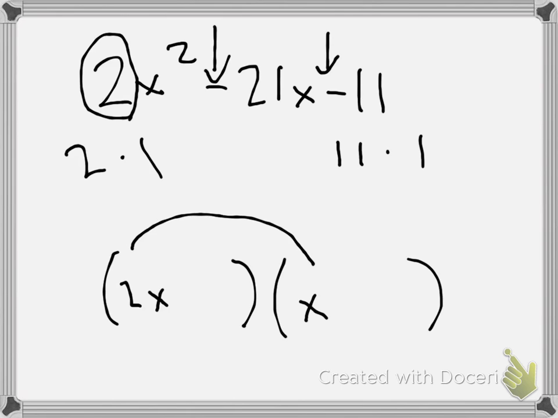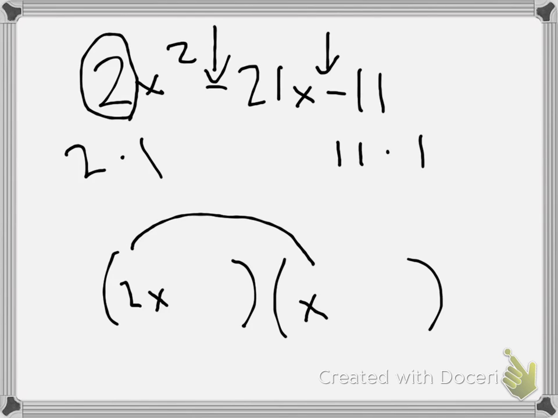Okay, so we really got 4 ways that these can go. The 11 and the 1 could be 11 in the first one and 1 in the second one, or 1 in the first one and 11 in the second one, and then our signs are going to be different. So we've got some different combinations to try. We just want to plug them in and then FOIL to see which one works. And our goal is your outside and your inside need to add to give you a negative 21 this time.